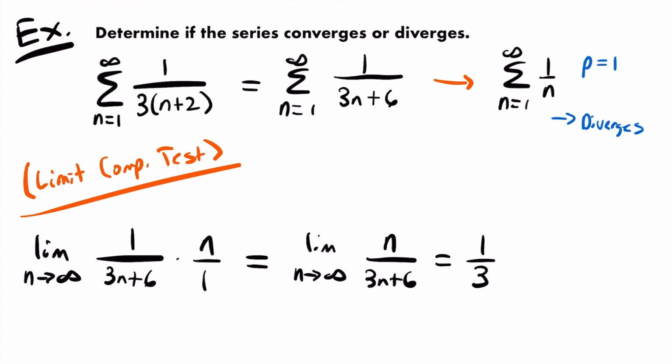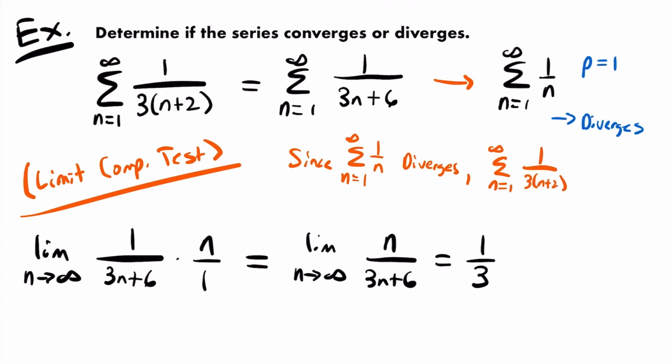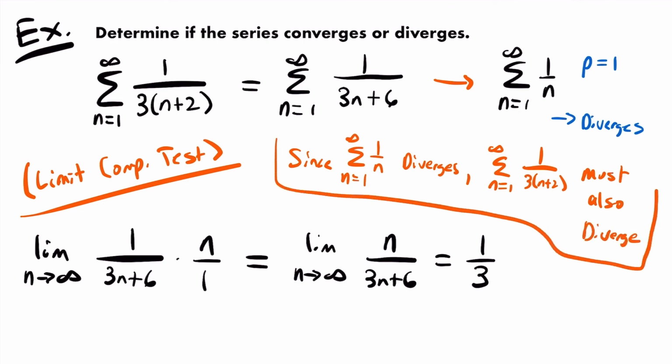So our final answer for this example is that since the sum from n equals 1 to infinity of 1 divided by n diverges, that's our comparison series, then we can conclude that the original series, the sum from n equals 1 to infinity of 1 divided by 3 times n plus 2, must also diverge. All right, that is the final answer for this example. We were able to conclude that our series diverges using the limit comparison test.